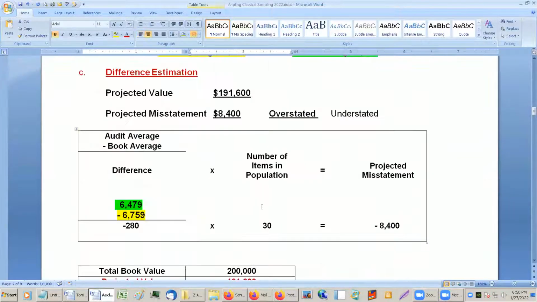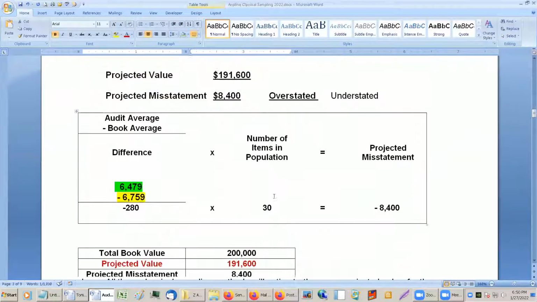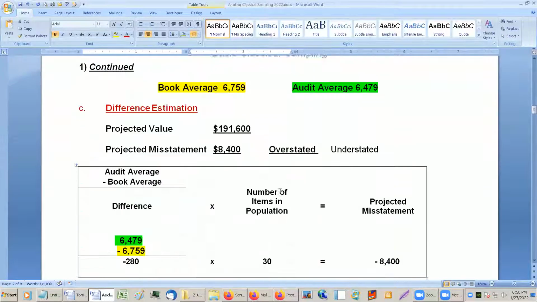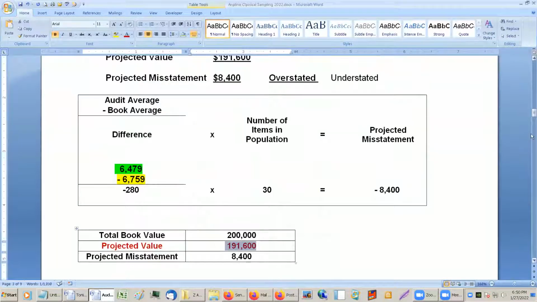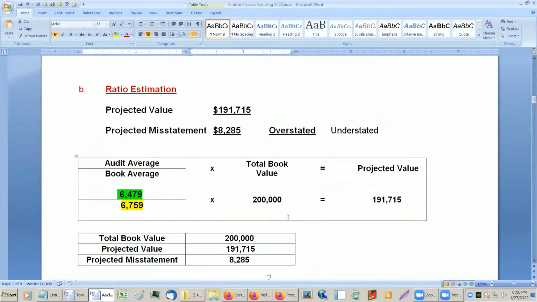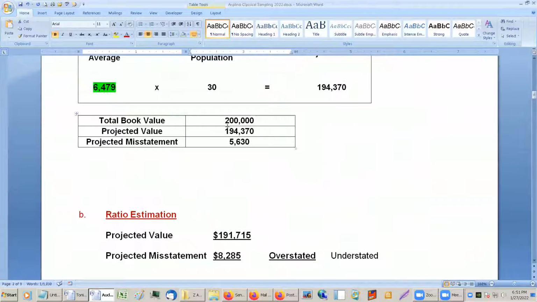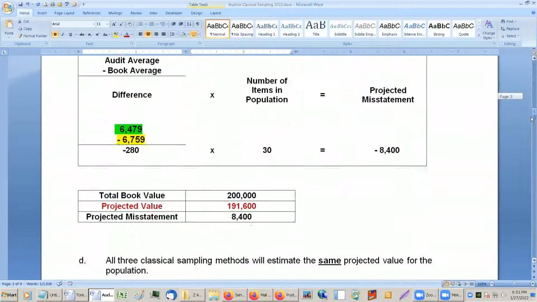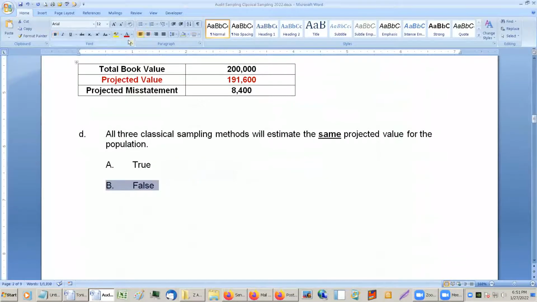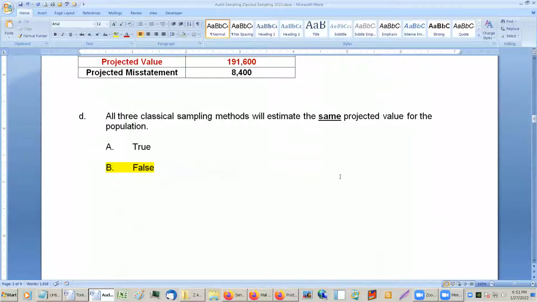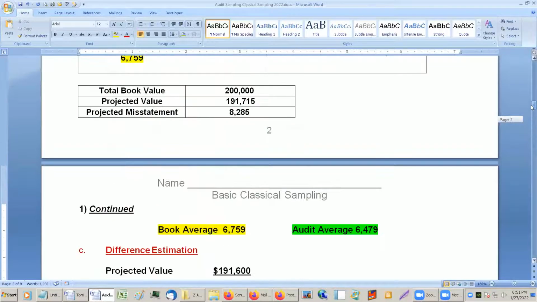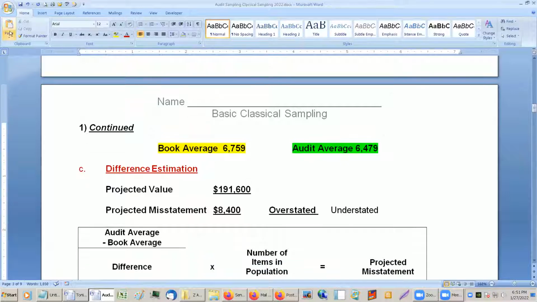Those two are pretty close. The 191,715, 191,600. Those are pretty close, but they're a little different. And then this, so they will not give you the same amount. So I'm going to say false here. It is true though that each method will give a projected value. This won't be the same. And I get to add that in. I realized that earlier, but I already sent out the stuff. Okay, I'm going to stop right there.